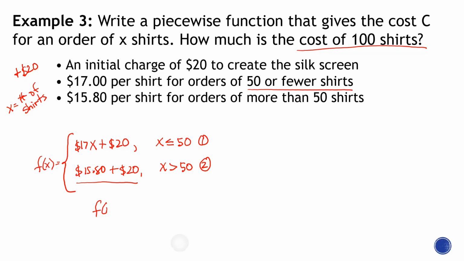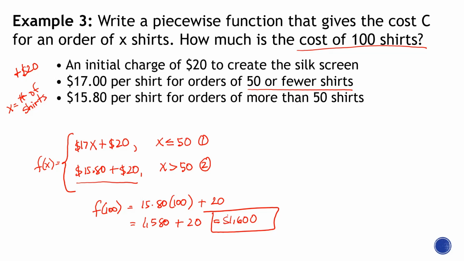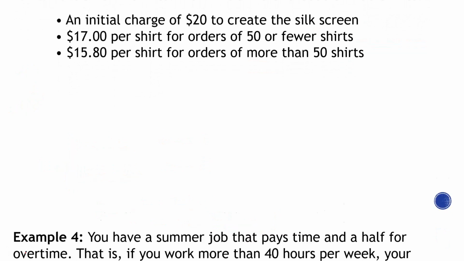So f of 100 is equal to 15.80 times 100 plus 20. So 15.80 times 100 is obviously 1,580 plus $20 is equal to $1,600. Okay, so that's the answer to the question. Let's go to the last example.